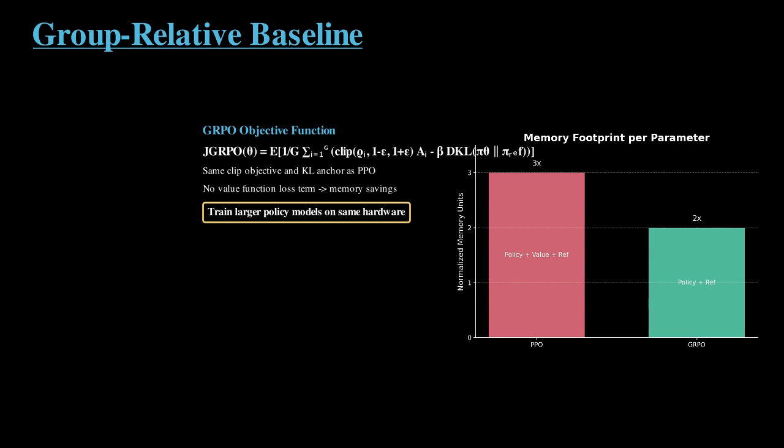By eliminating the critic, GRPO achieves significant memory savings. For a given model size, PPO must hold 3 models in memory: the policy, the reference, and the value network.